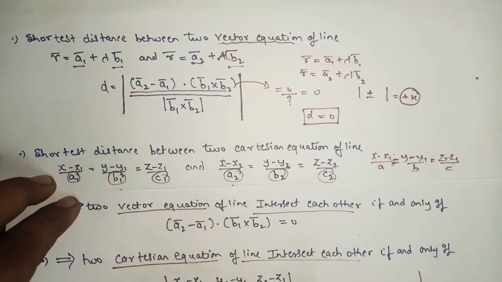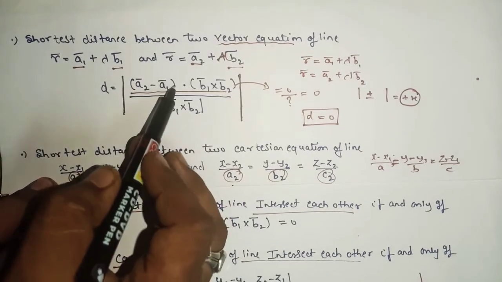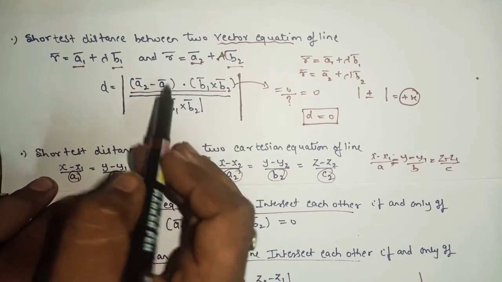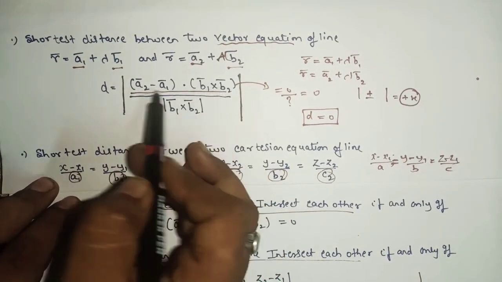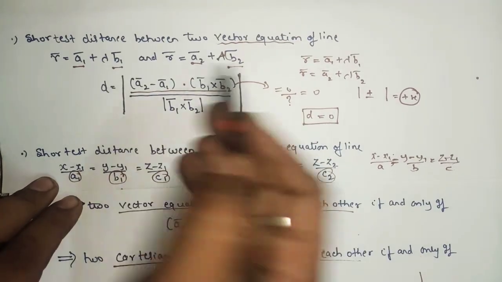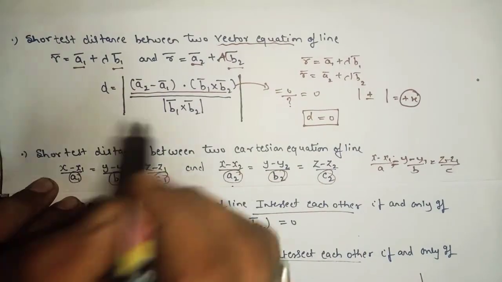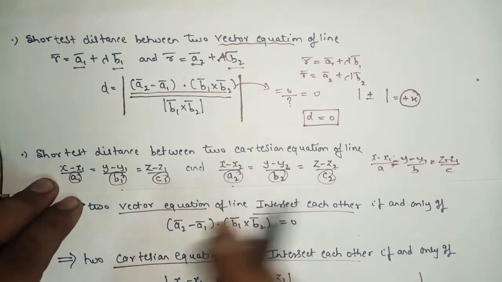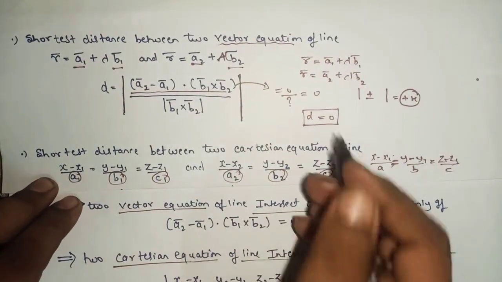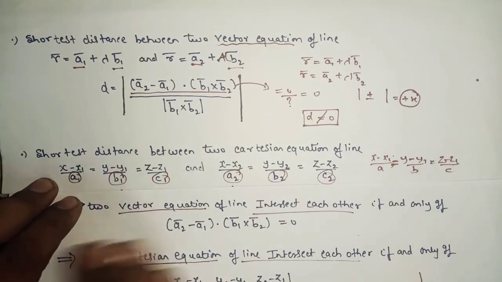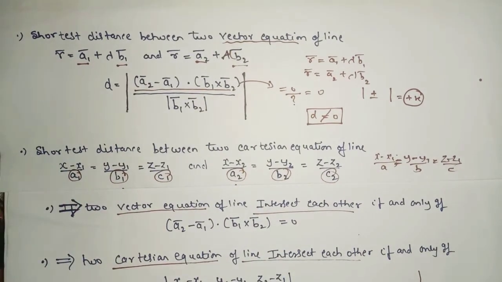Understood? So in simple language, no need of finding this 2, just simply find this. If you get this answer equal to 0, of course if this numerator section is 0, then 0 upon any number will be what? 0. So in simple language, if distance is equal to 0, then we can say the vector equation of lines intersect each other. If it does not equal 0, that means it does not intersect each other.